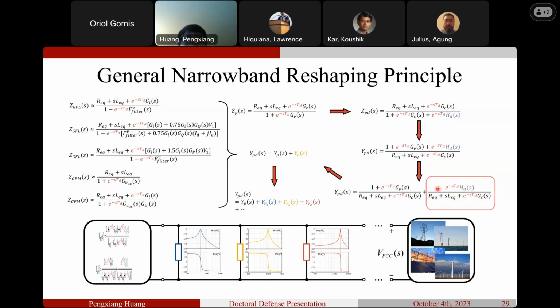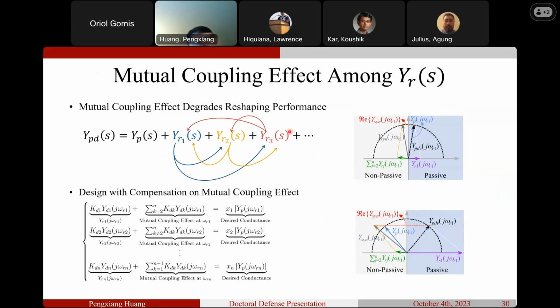So you have to compensate those phase shifts or magnitude changes introduced to the HDS. And also you have to consider mutual coupling between different virtual admittances, because it's not just simply putting a bandpass filter at different frequencies. Each of the virtual admittances introduces negative damping to other frequencies, and in your design you have to compensate that mutual coupling effect. This is a vector figure to show that virtual coupling effect and how you can compensate that.